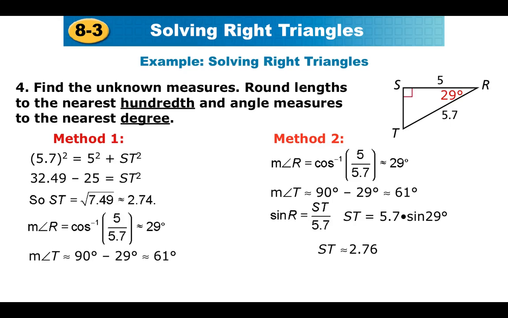I just want you to pay attention to this part. In method 1, notice that ST is 2.74. In method 2, ST is 2.76. It's a little bit off. Don't worry, either method on the test should be okay. If you're a little bit off, you should get full credit for the problem. Okay? Let's move on to problem number 5.